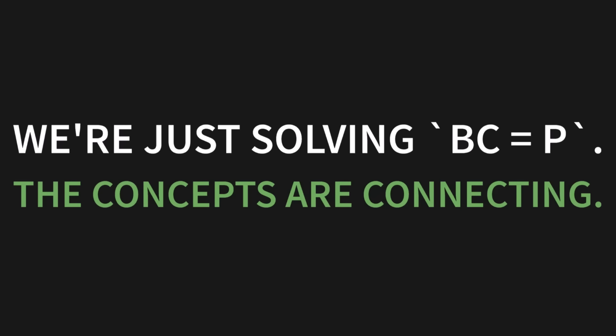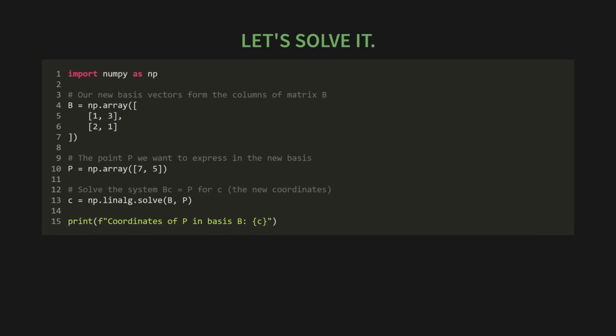Let's solve it. We import numpy as np. Our new basis vectors form the columns of a matrix we'll call B. So B equals np.array with rows [1, 3] and [2, 1]. The point p we want to express is an array with 7, 5. Then we solve the system Bc equals p for c, which are the new coordinates. So c equals np.linalg.solve, passing in B and p. Let's print the coordinates of p in our new basis B. The output is 1.6 and 1.8.